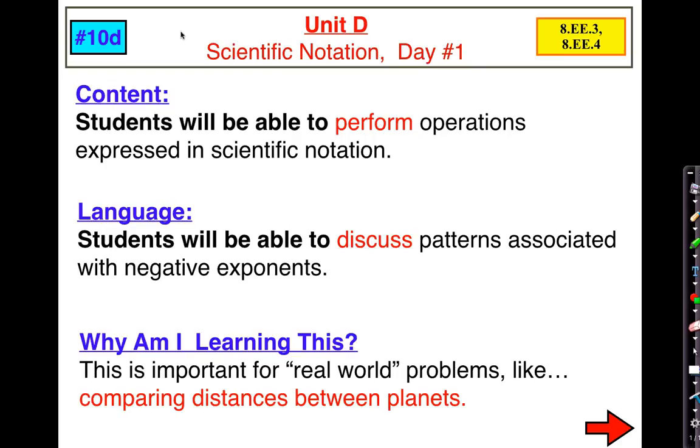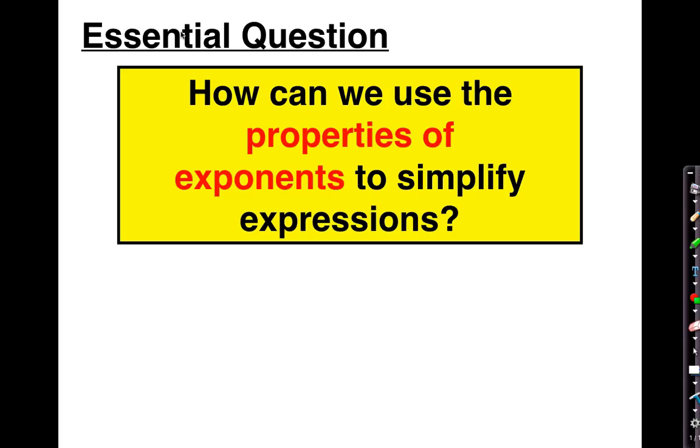And why am I learning this? Well, it's important for real-world problems like comparing distances between planets. So first of all, let's talk about our central question. We're going to be thinking in the back of our mind through this entire lesson, how can we use properties of exponents to simplify expressions?